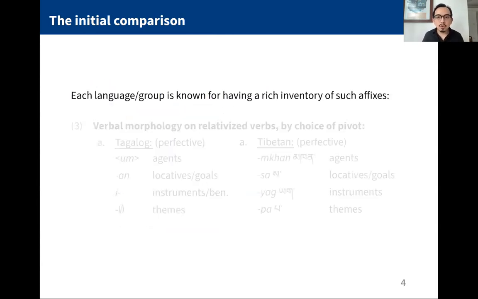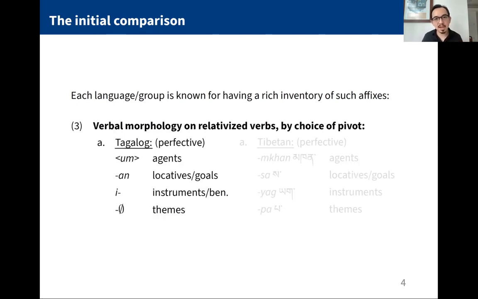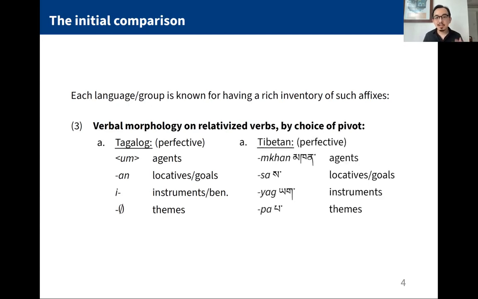Now, it's well known in each of those respective literatures that these languages have a rich inventory of these affixes that make such distinctions. So just to illustrate, for example, in the perfective aspect paradigm in Tagalog, there's a four-way distinction for relative clauses that have an agent pivot, locative or goal pivot, instrument or beneficiary pivot, and a theme pivot. And in Tibetan, we look at the inventory and there happens to be a four-way distinction, right? For agent pivot relatives, locative or goal pivot relatives, instrumental relatives, and theme relatives, right? Again, genetically unrelated languages, right?